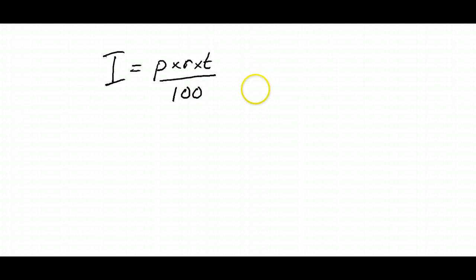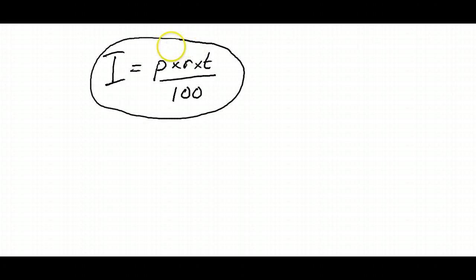The amount of interest equals the principal times the rate times the time, and it's all divided by 100. So that's the equation that we'll use to work out interest. So write that down. Okay, now let's do a couple of practice problems to see if we can use this equation.